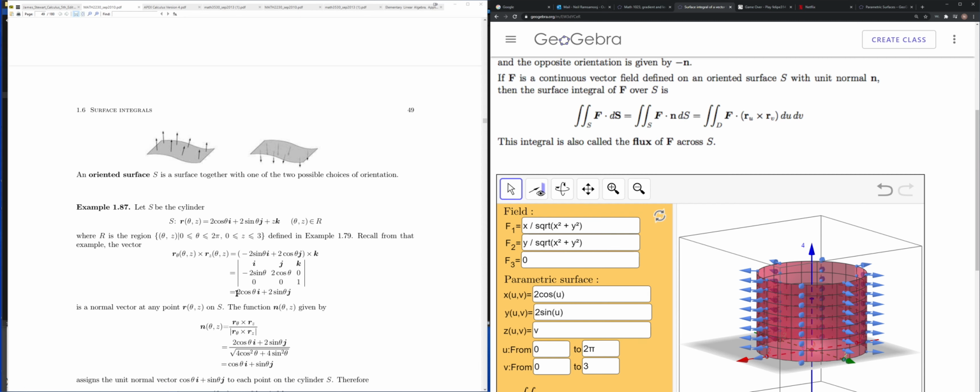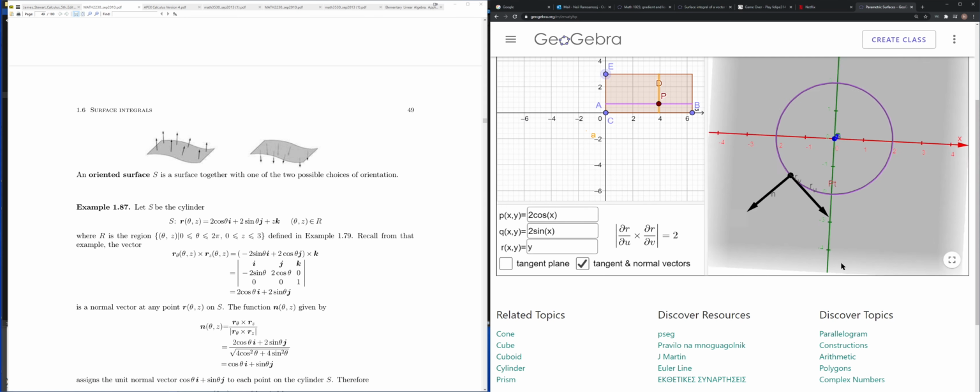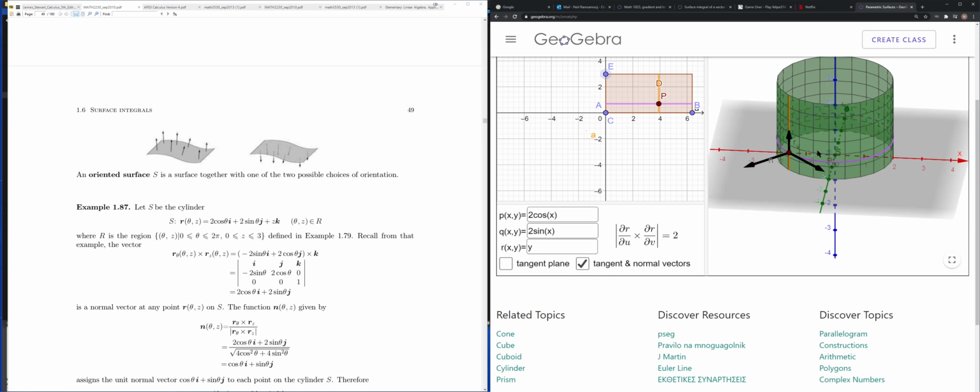Because if you take the length of this vector, what you're going to get is the square root of 4 cos squared theta plus 4 sin squared theta, right? So you get the square root of 4. So the length of this vector is in fact 2, right? So this is good. What it's given me is a normal vector at each point, right? But it's not given me a unit normal vector, right?